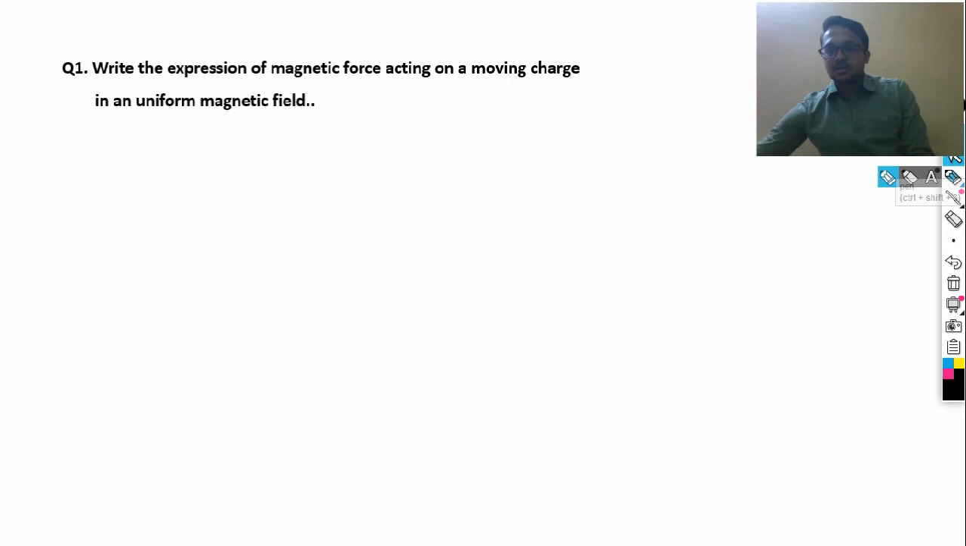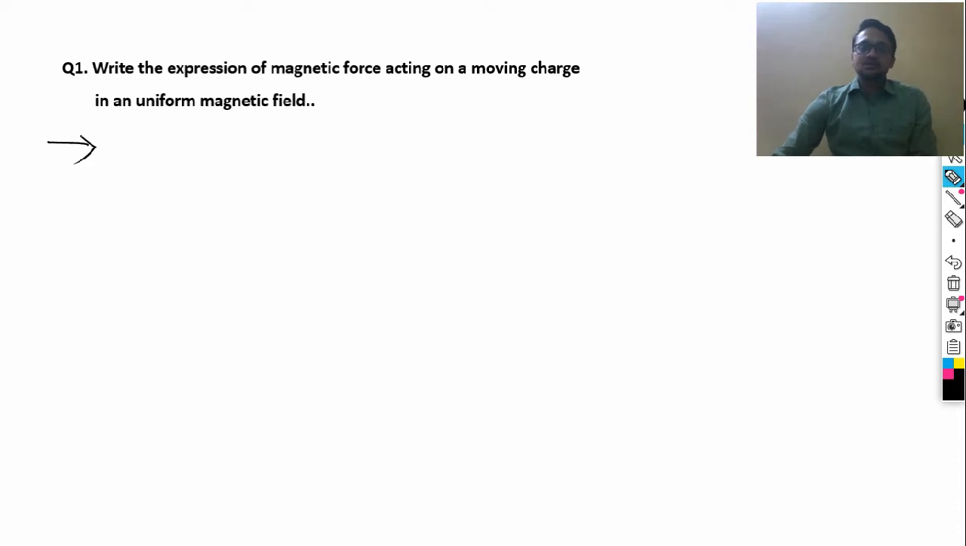Okay, so you all can see the first question is: write the expression of magnetic force acting on a moving charge in a uniform magnetic field. Okay, so in this problem you are not asked to write any particular magnetic force formula. You are not asked to write the expression for maximum magnetic force, minimum magnetic force, or only the magnitude of magnetic force. You are asked to write the general expression.